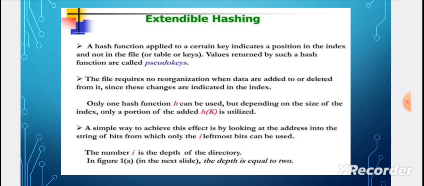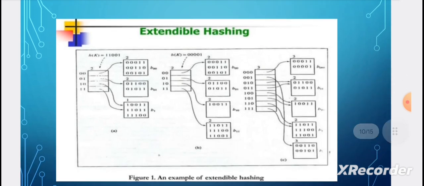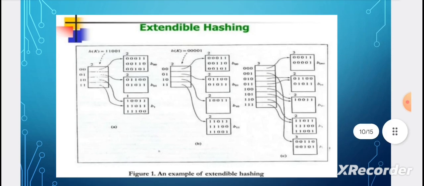The number i is the depth of the directory. Here in the picture, the depth of the directory is equal to 2. H of k here consists of 11, 00 and 1. H of k in the second figure consists of 00, 00 and 1. So this is an example for extendable hashing.